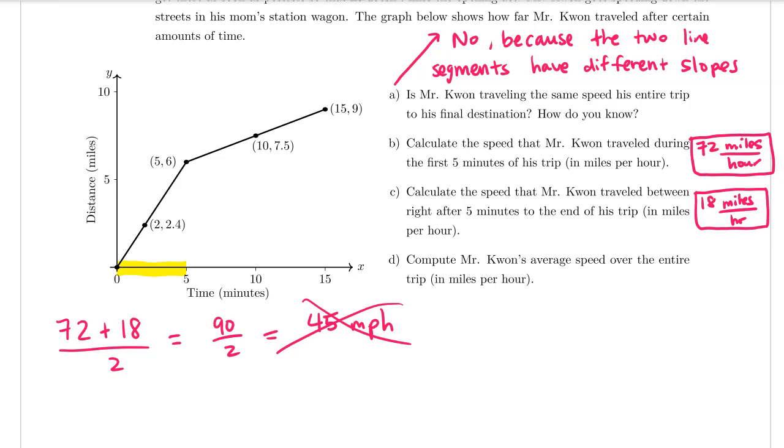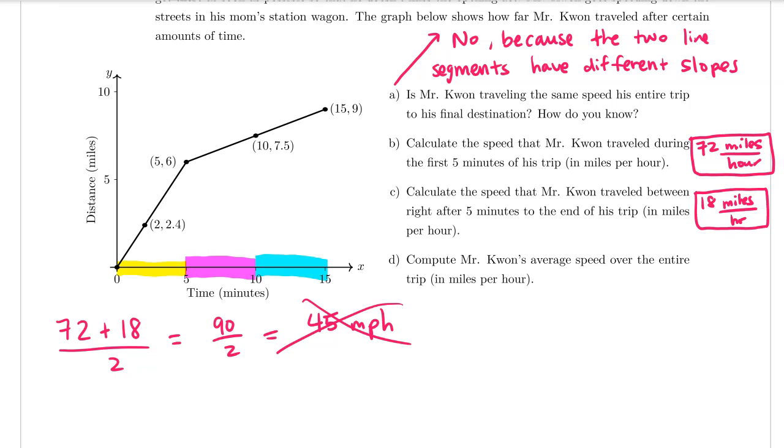amount of time. So for the first 5 minutes, I'm traveling 72 miles per hour, and then notice that I have another 5-minute segment here, and then another 5-minute segment here. So I'm actually traveling 18 miles per hour for twice the amount of time, or double the amount of time.